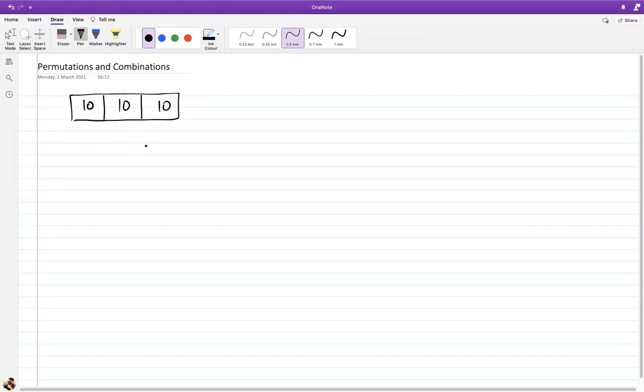Okay. So in this case, it's going to be 10 times 10 times 10, which is basically 10 power 3. So we can think of this as n being the number of things that you were picking from, and r being the number of times you were picking. And because you were allowed to repeat, it simply becomes n power r. So if you want to pick or permute r things out of n things, and you're allowed to repeat, the simplest case is you simply apply n power r. Okay.